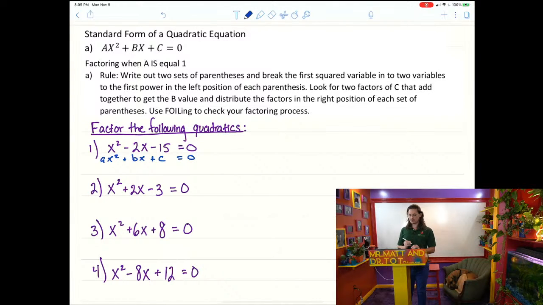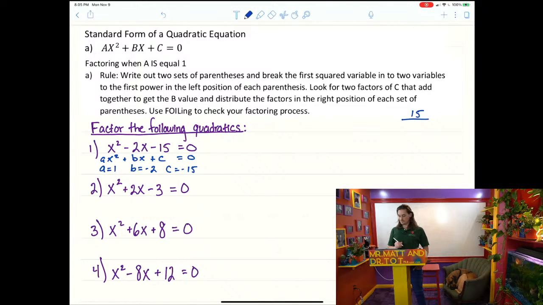If we compare this given quadratic equation to the standard form, we can see that a is equal to 1, b is equal to -2, and c is equal to -15. In factoring here, I'm looking for two factors of 15 that add together to get -2.